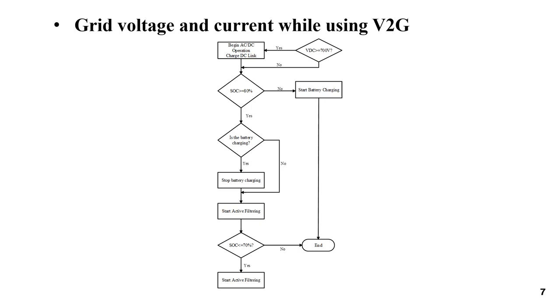The charger may function as an active filter if the battery's SOC is greater than 80% while it's not being charged. The battery SOC should be constantly watched in the active filtering mode to make sure that it does not drop below 70%. If this occurs, the battery must start charging and the active filtering must be turned off.